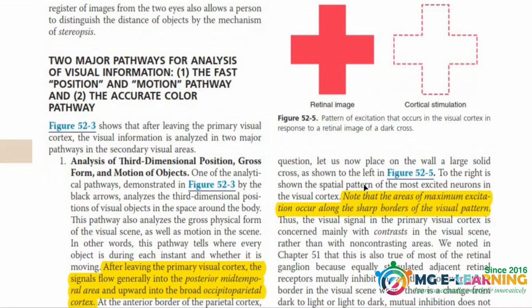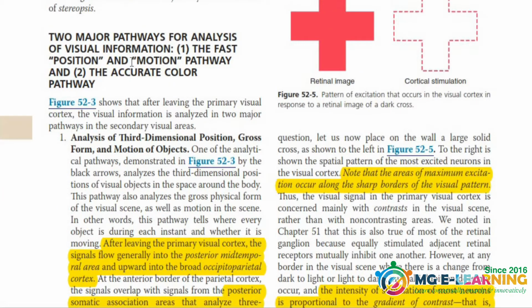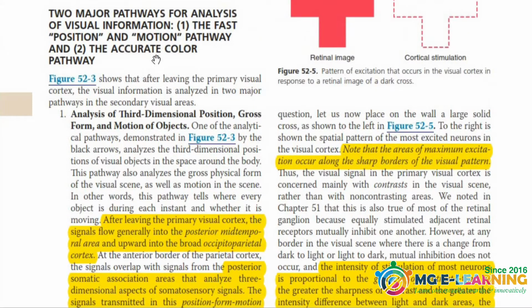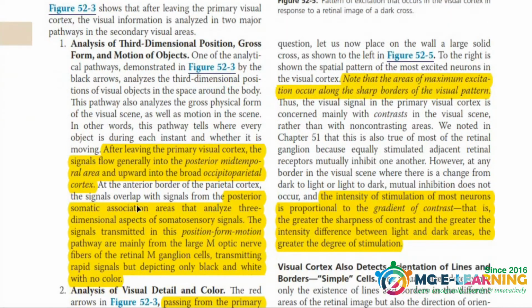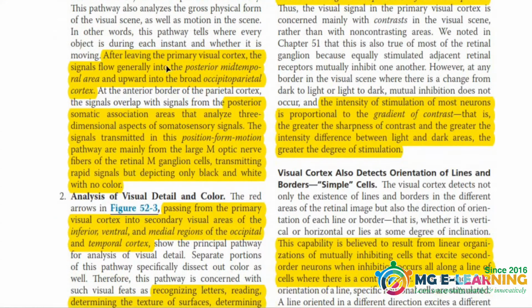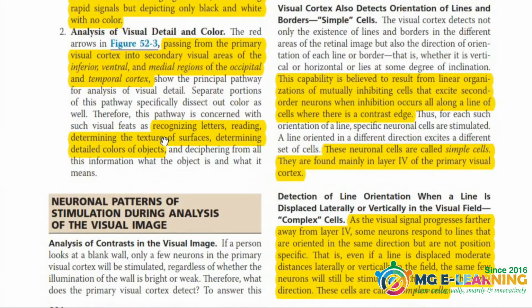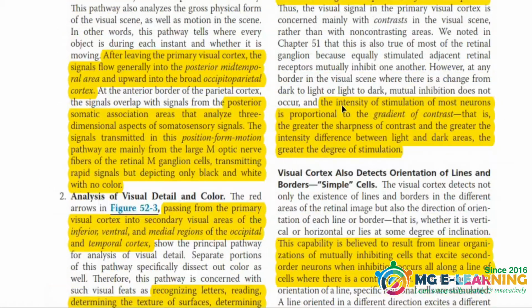On the next page, there are 2 major pathways for analysis of visual information. This is important for color, accurate color, and fast position movements. This is also important for SCQ. All these yellow highlighted points, and this one.